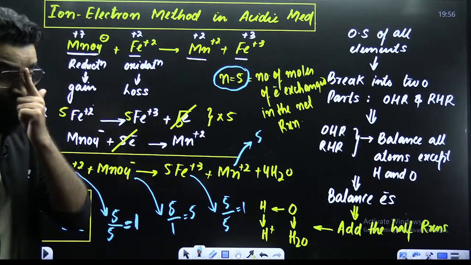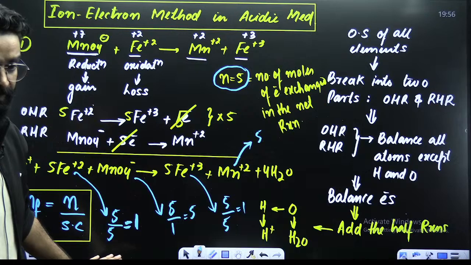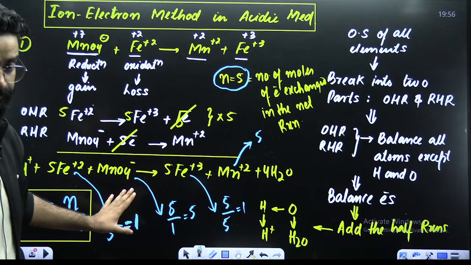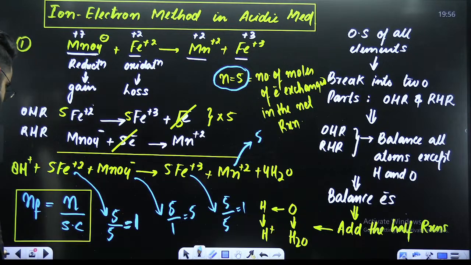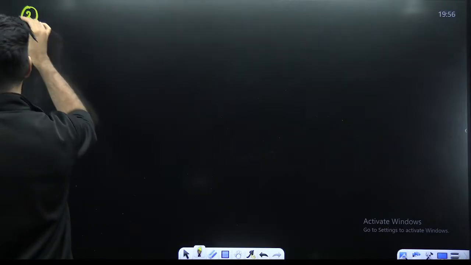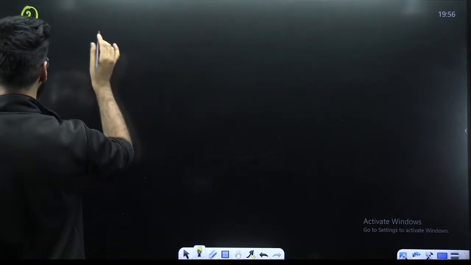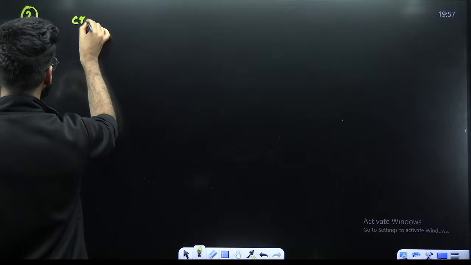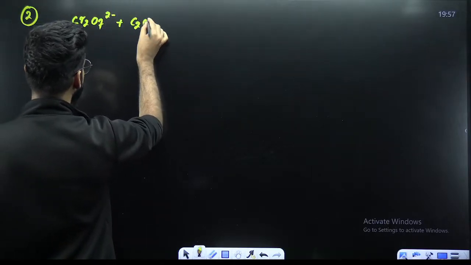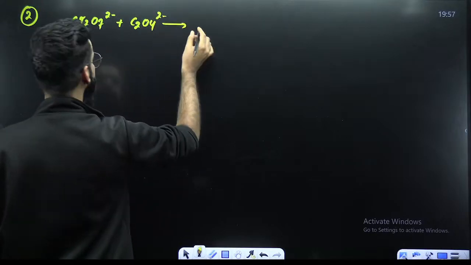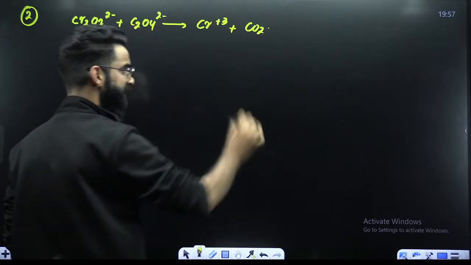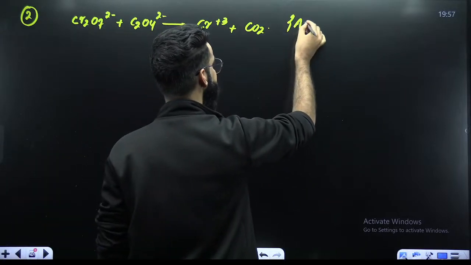Right? I'll take one more example so that every single thing becomes clear to you. Let me take one more example in acidic medium only. Okay, ion-electron method in acidic medium, one more example. Let's say we have got the reaction like this. Cr2O7 2- plus C2O4 2-. It gives Cr3+ plus carbon dioxide. This is the reaction, for example, which we have to balance in acidic medium.